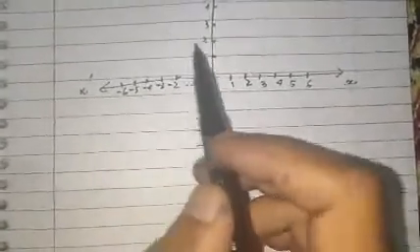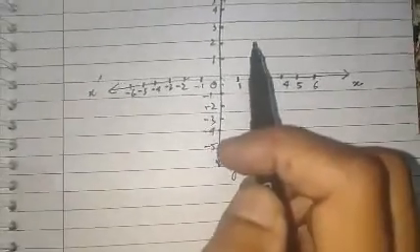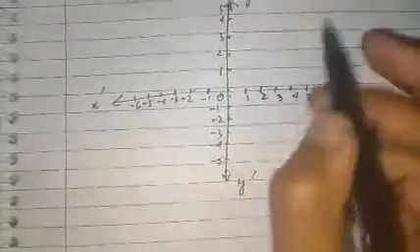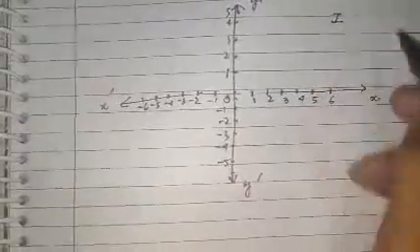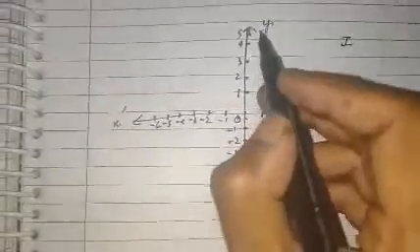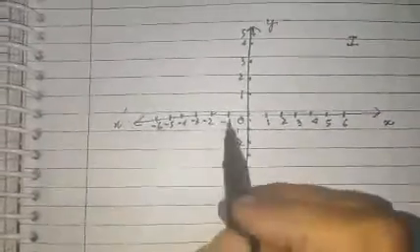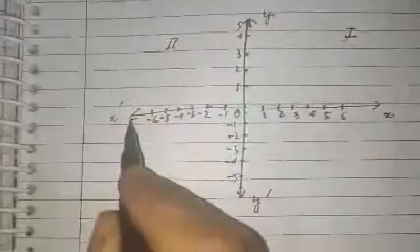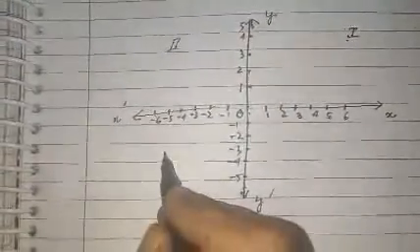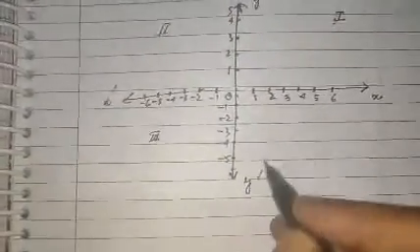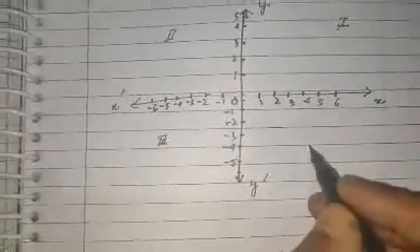The rectangular axes divide the plane into 4 quadrants. The quadrants are named as first quadrant. XOY plane is called first quadrant. X prime OY is second quadrant. Go anti-clockwise: first quadrant and second quadrant. X prime OY prime is third quadrant. And XOY prime is fourth quadrant.